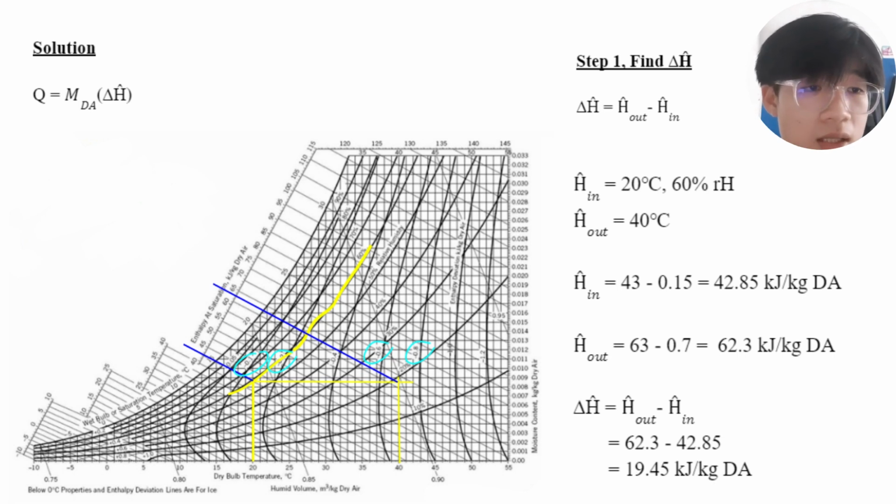In the last part, we conclude to get the change in enthalpy, which is enthalpy out minus enthalpy in: 62.3 minus 42.85, and we get 19.45 kJ per kg of dry air enthalpy change.